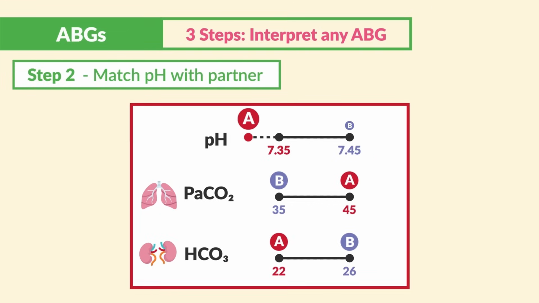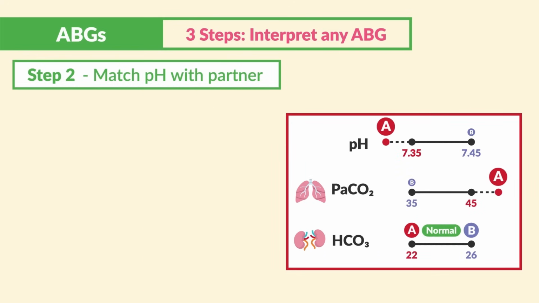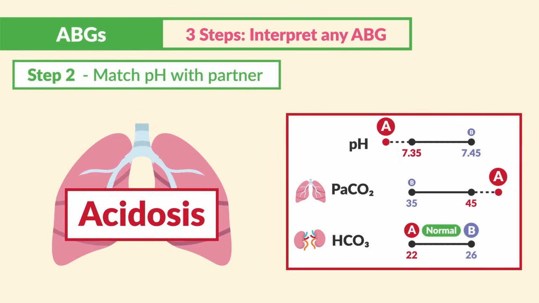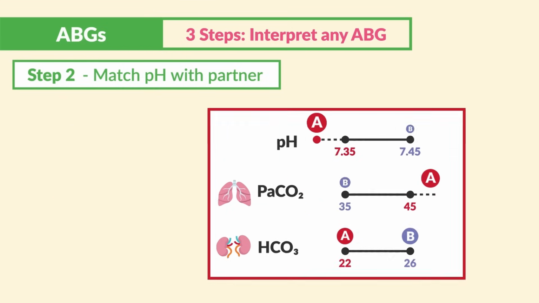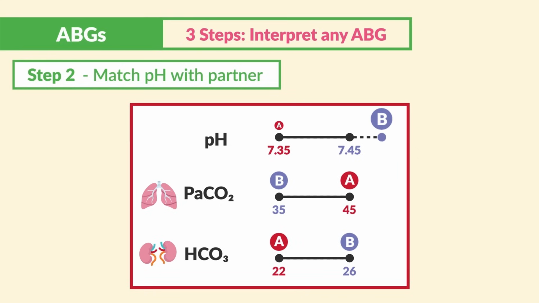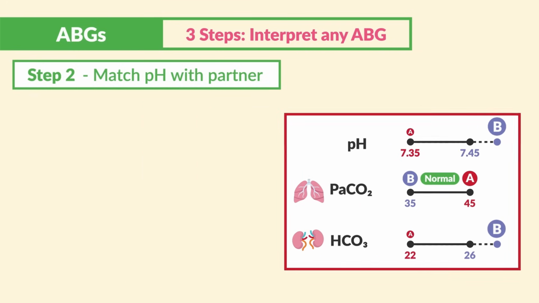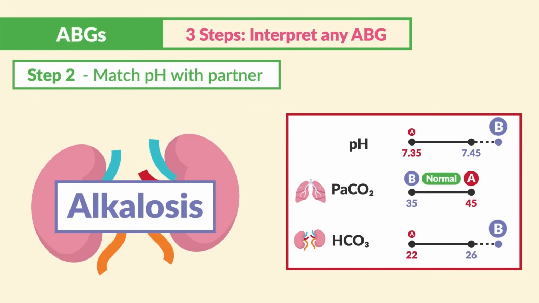Now, step 2, we match the pH with the partner below. Let's say the pH is an acid, and the CO2, our respiratory, is acid as well. And the HCO3, our metabolic, is in normal range. Well, the 2 acids with pH and CO2 make it respiratory acidosis, since the 2 acids match, and our little lung icon here tells us it's a respiratory problem. Now, if we have pH that is base, or alkalosis, and a CO2 that's a normal range, and the HCO3 is high, very alkalotic, well, then we have metabolic alkalosis, since the 2 bases match, and it's a metabolic problem here.